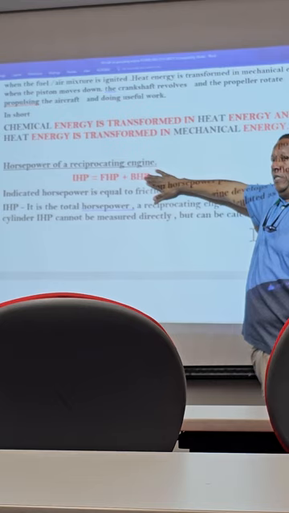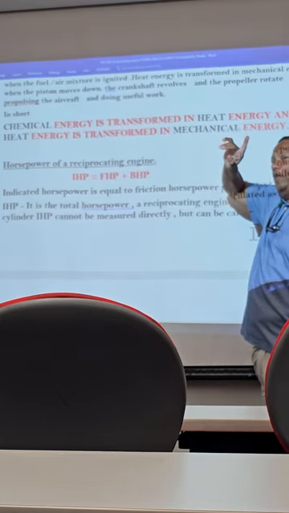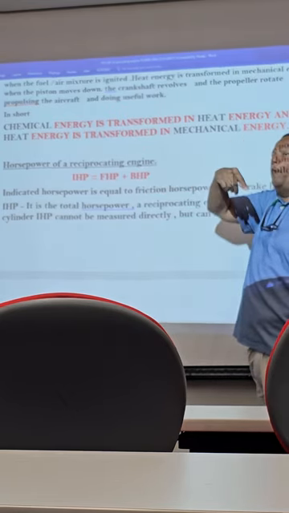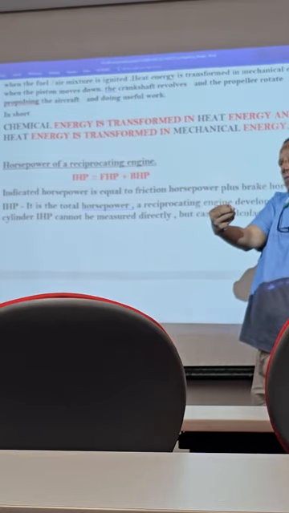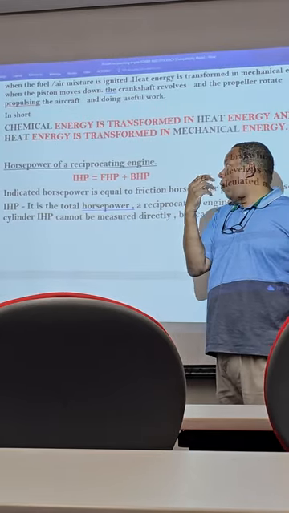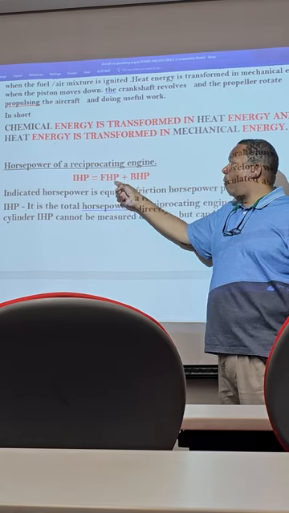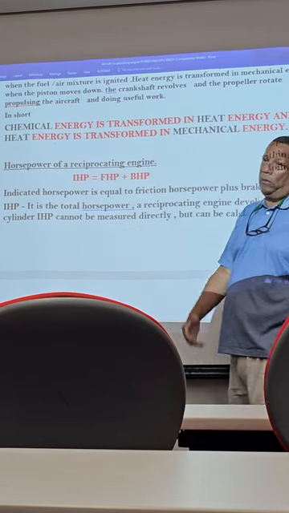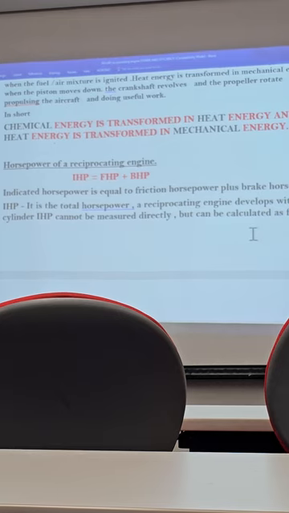The power output will decrease, and the temperature of the engine will increase. There is more fuel needed to create one horsepower of the engine. And why is it? Because the friction horsepower has increased as well. The engine is made for creating friction and for creating brake horsepower to spin a propeller.